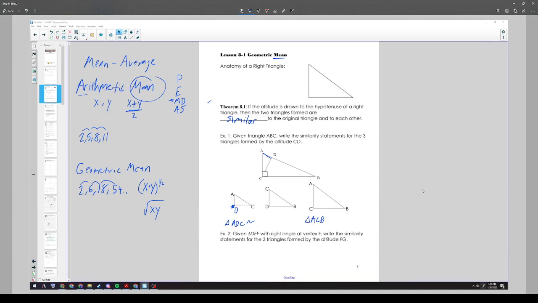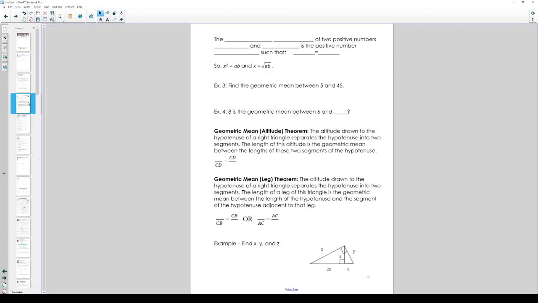And then in the middle my short side was CD, so we would go CDB. So you know all about matching up similar or corresponding sides of similar figures, so we don't need to spend time on that. Given triangle DEF with right angle at vertex F, write similarity statements. So I'll let you go ahead and draw that one and do that one on your own. I don't think we need to spend more time on it.